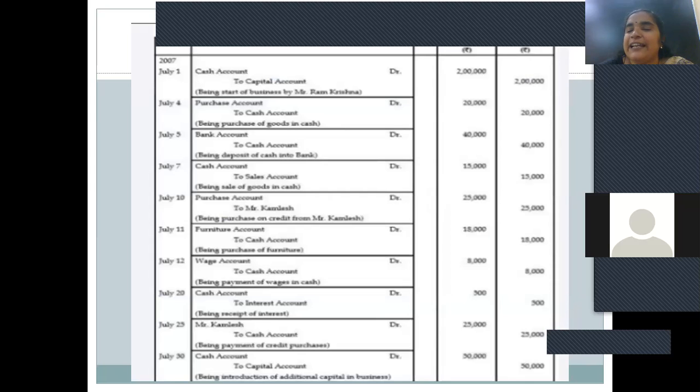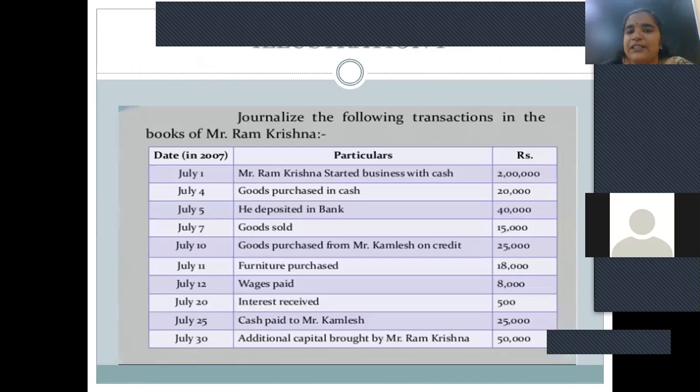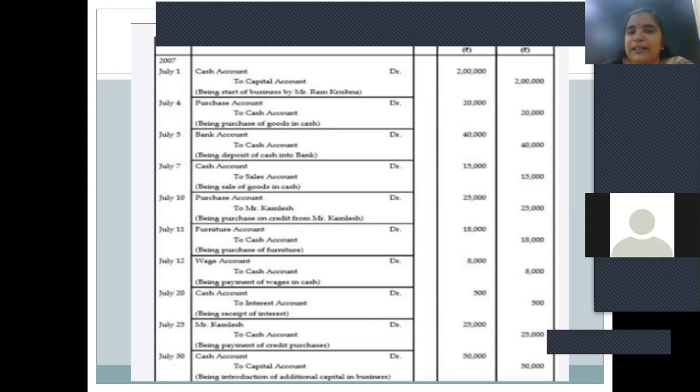And who is giving it? Ram Krishna is giving it. Ram Krishna is a person. So his account, we call it the capital account, because it is Ram Krishna's capital account. So that account is credited with 2 lakhs. Okay, see once more. Ram Krishna started business with cash 2 lakhs. So he is giving it to the business. So cash is coming in the business and Ram Krishna is giving. So cash account debit, capital account credit. Clear?